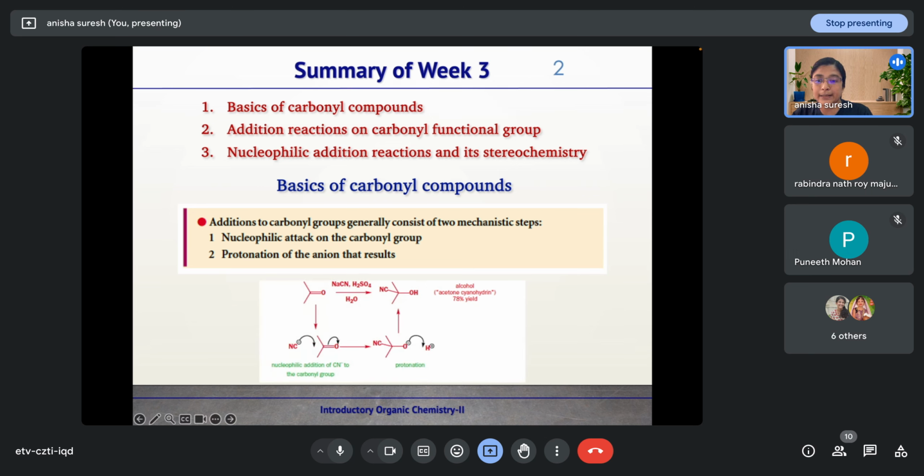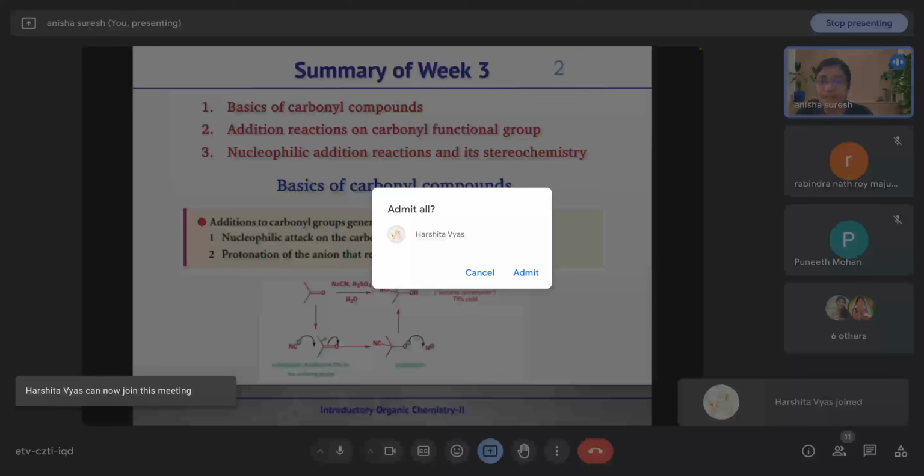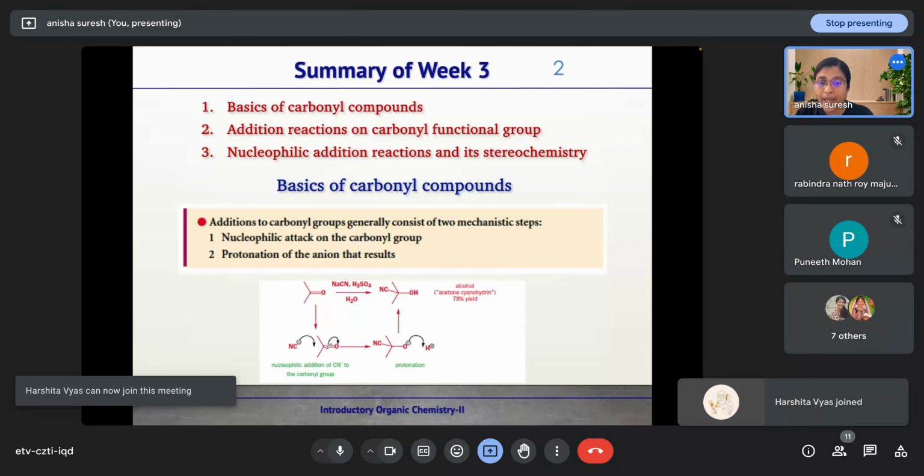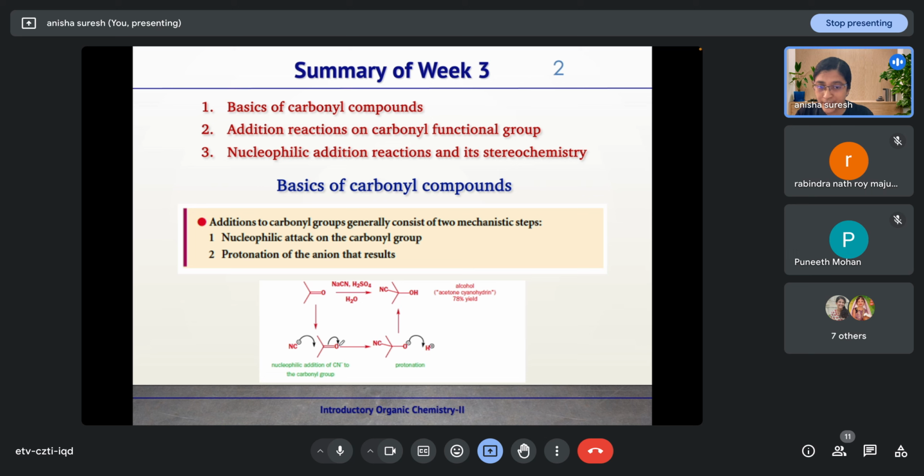As we can see here, this is a carbonyl group, which is acetone, and CN minus as shown here, NaCN, H2SO4, H2O. Here CN minus will be the nucleophile. So the CN minus will attack the carbonyl functional group, and this carbon oxygen pi bond will break and this electron pair will move towards the oxygen. So this is the first step, that is the nucleophilic attack on the carbonyl group.